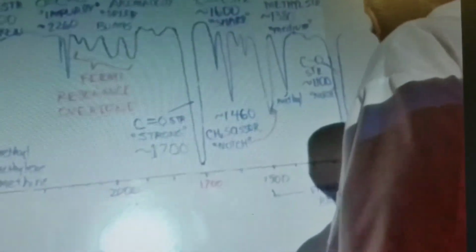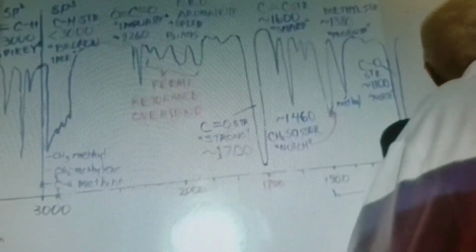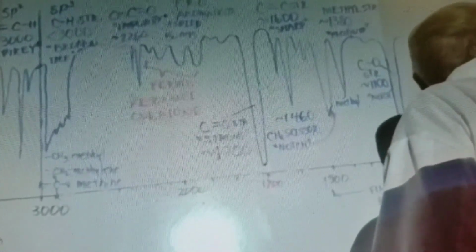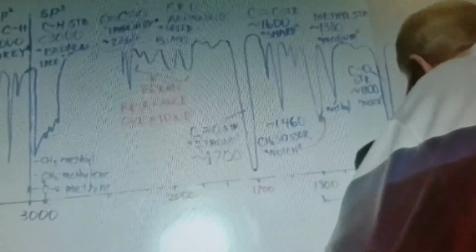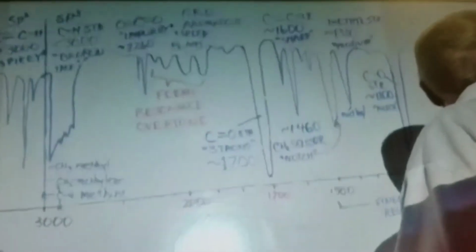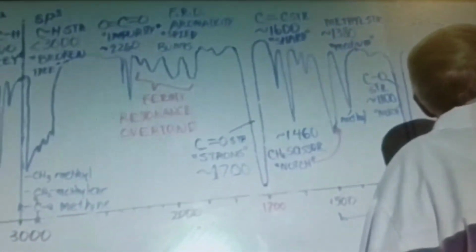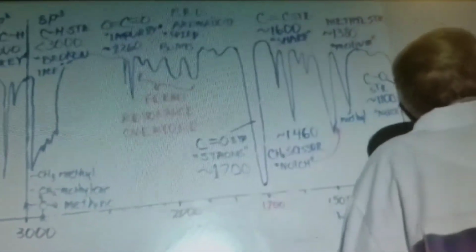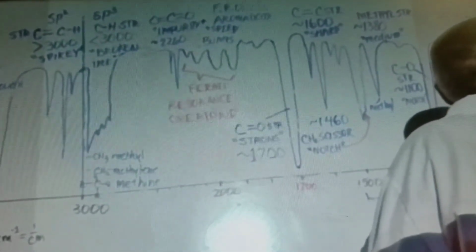Alright, now we're at the last one, and this is probably one of the most important ones, if not the most important. That's 700 and 750. It's an OOP bend. And all of these are strong. So here's the one at 700. Often the 750 is kind of part of that one, sort of like this.